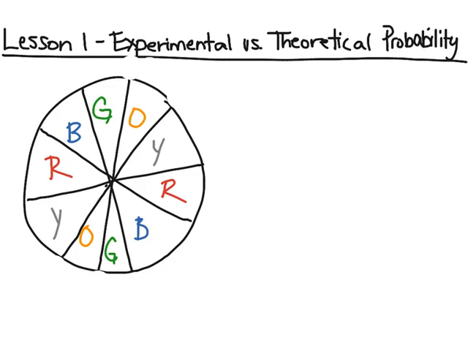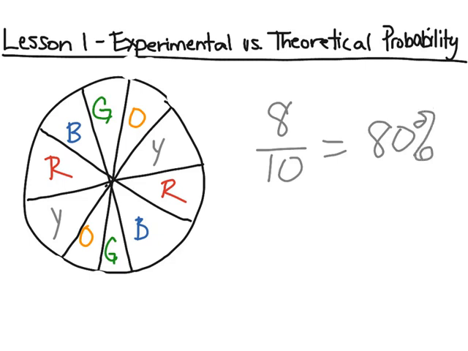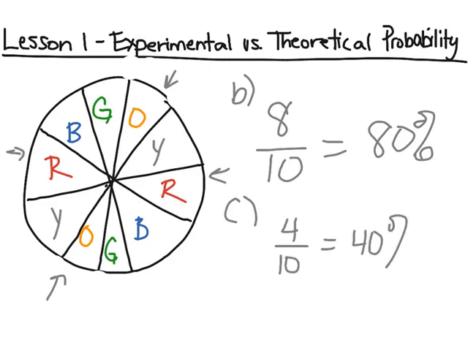B, determine the probability that the spinner will not stop on yellow. So if it's not yellow, that means it's any other color. So that would be 8 out of 10, because there's 2 yellows, which is 80%. So there's an 80% chance you won't hit yellow. Determine the probability that the spinner will stop on a red or an orange space. So that would be here, here, here, or here. So that's 4 out of 10, which is 40%. So you're going to add both those events together, the 2 oranges plus the 2 reds.